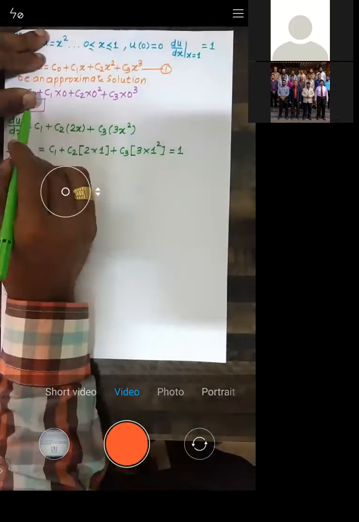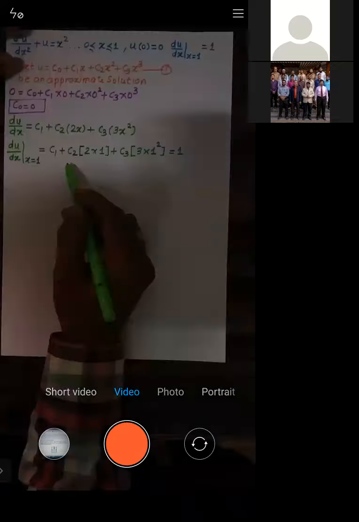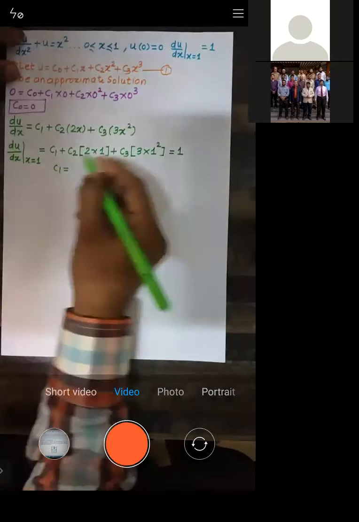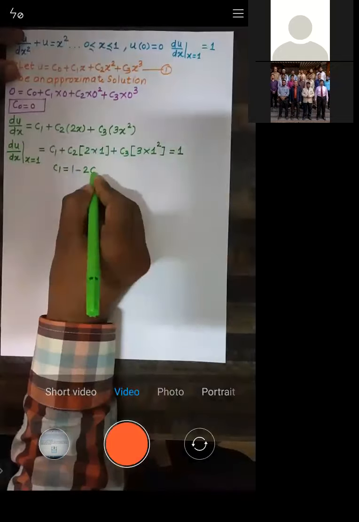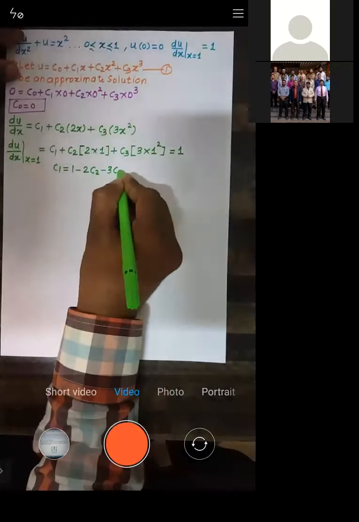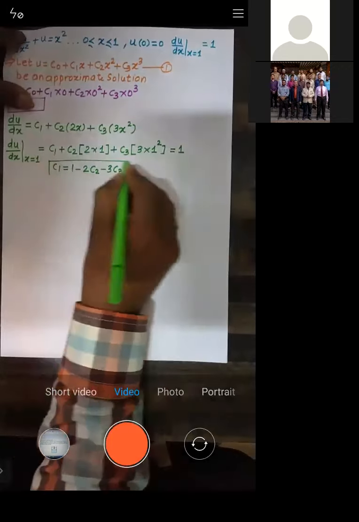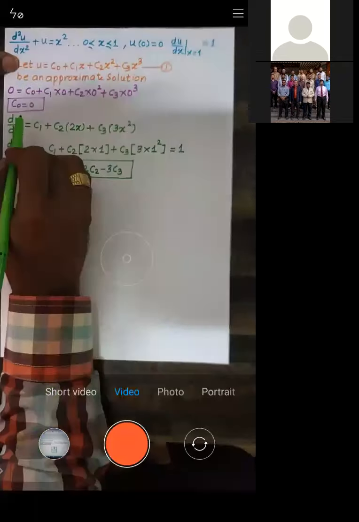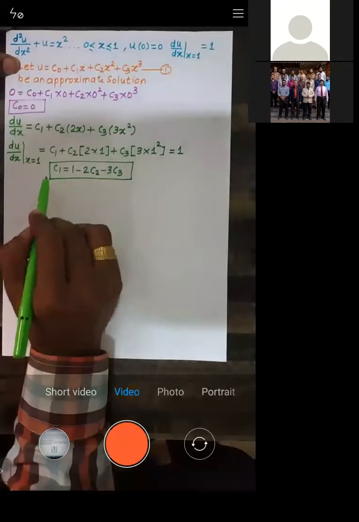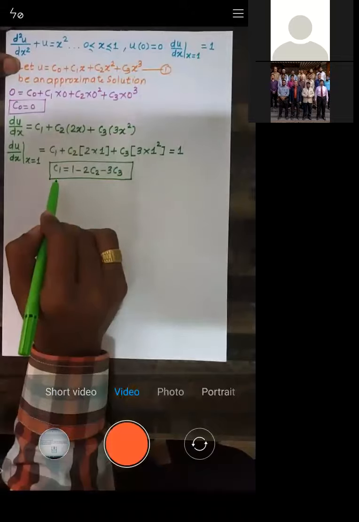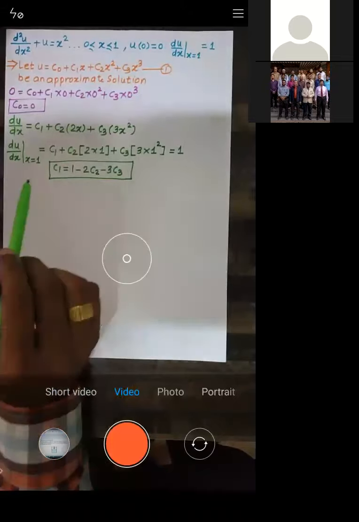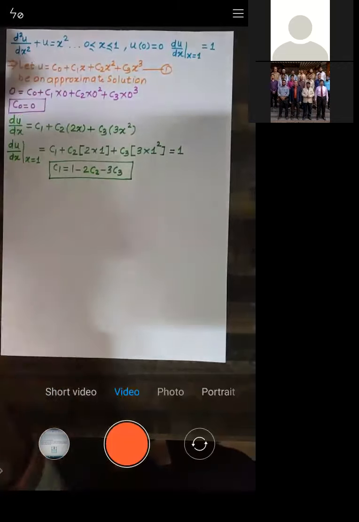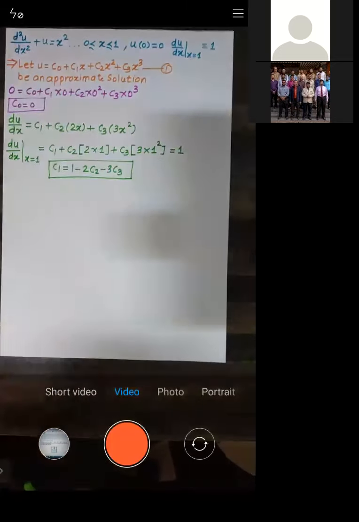Now let's eliminate one more constant, and let it be c1. If you write down the value of c1, you will get 1 minus twice of c2 minus thrice of c3. So initially we got the value of one constant, and next we have calculated the value of a second constant. We have basically eliminated two constants and represented them in terms of other constants. That is the purpose. This is how you can solve the equation.